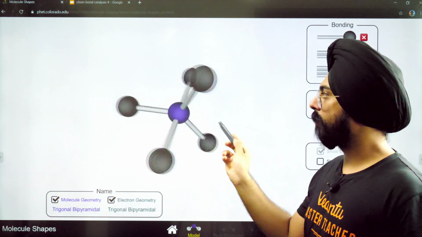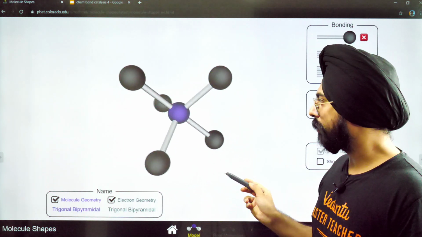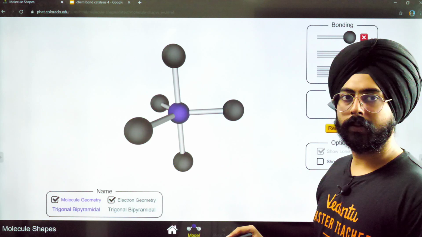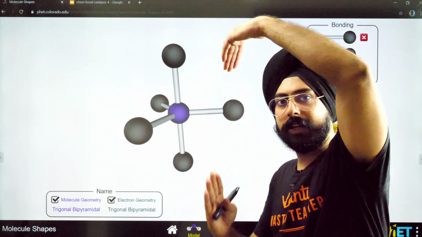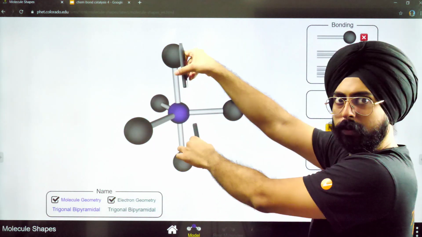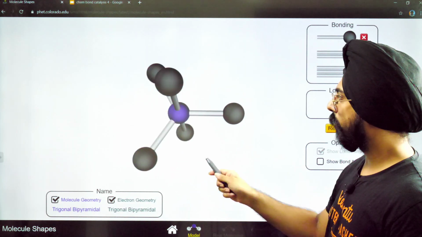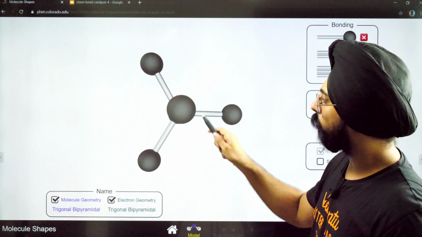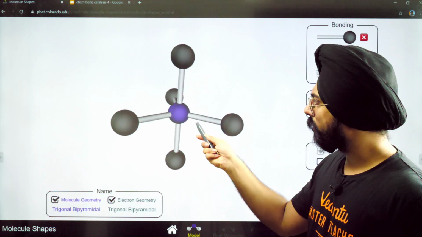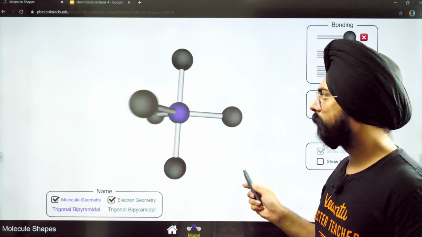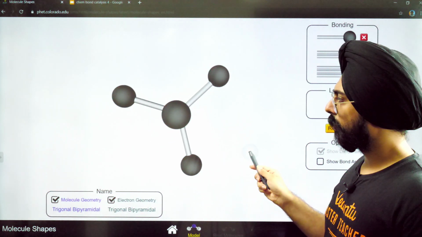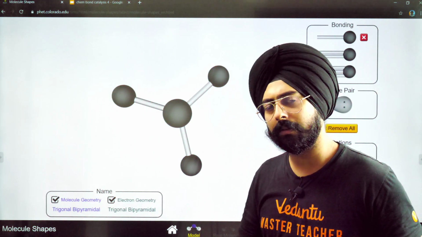5 bonds around it, but can you see there are 2 different types of bonds? Let's keep it over here. Can you see these two bonds are straight away from each other, right opposite to each other, है ना? This bond and this bond, these are right opposite to each other. But if you look at the other three bonds, they are at 120 degree angle with each other. ये क्या चल रहा है? Two bonds are right opposite to each other, है ना जी? But the other three bonds are only 120 degree from each other. What is this going on?